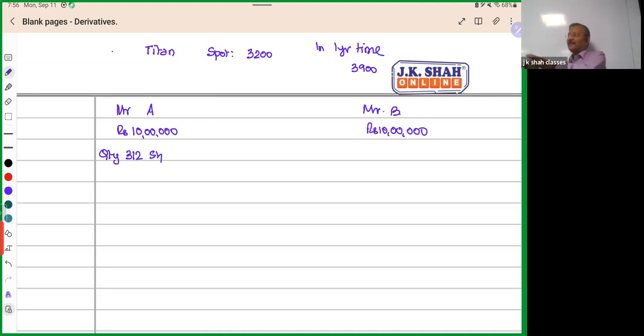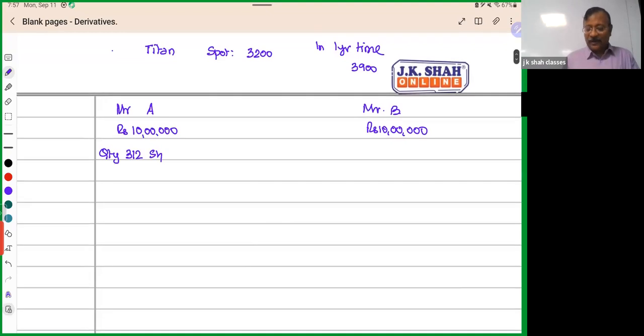Now, Mr. B is a trader. He says, no, I won't buy the stock. I'll buy futures. Now, generally speaking, in futures the margin required to be paid is 10% of the exposure value. See, margin is like a security deposit. No, in a security deposit, nobody asks for the full money, right? Now, Mr. B decides to buy the future of Titan.